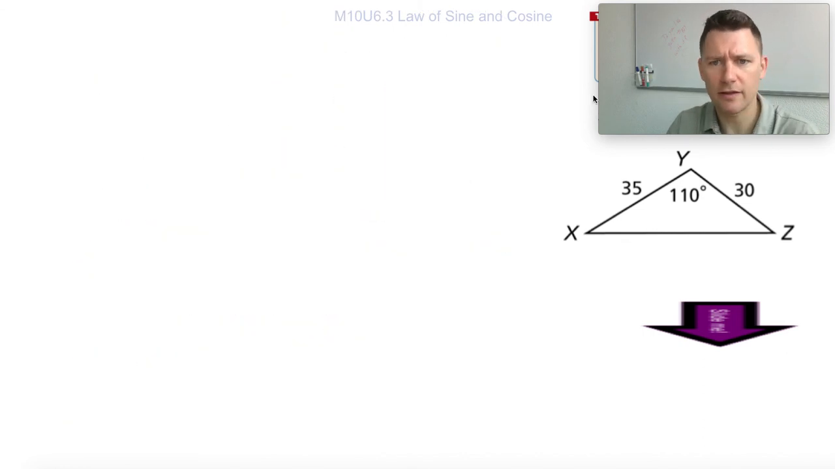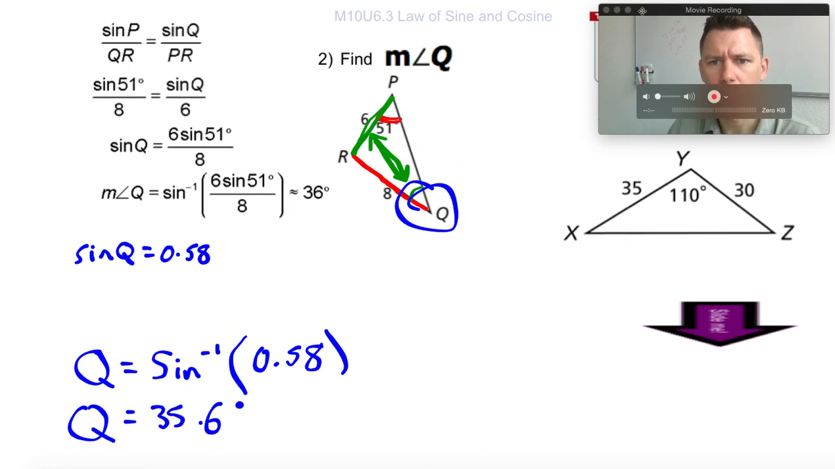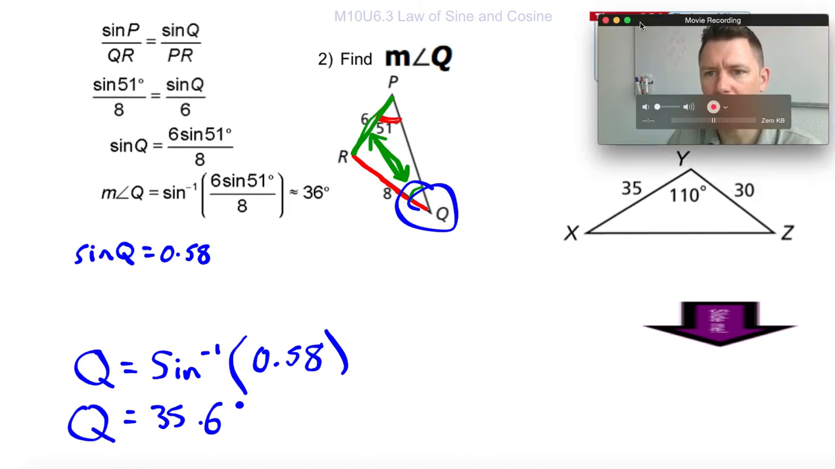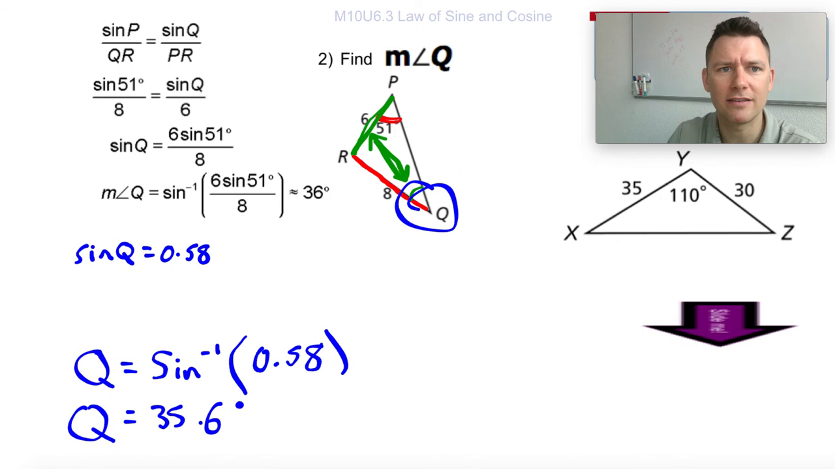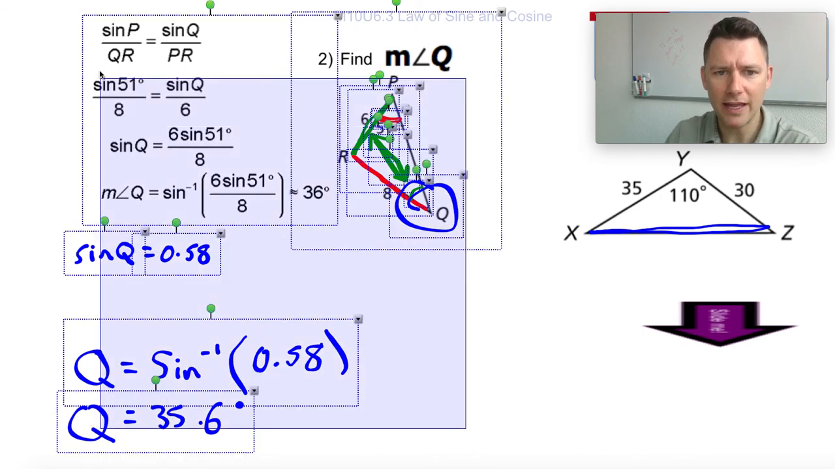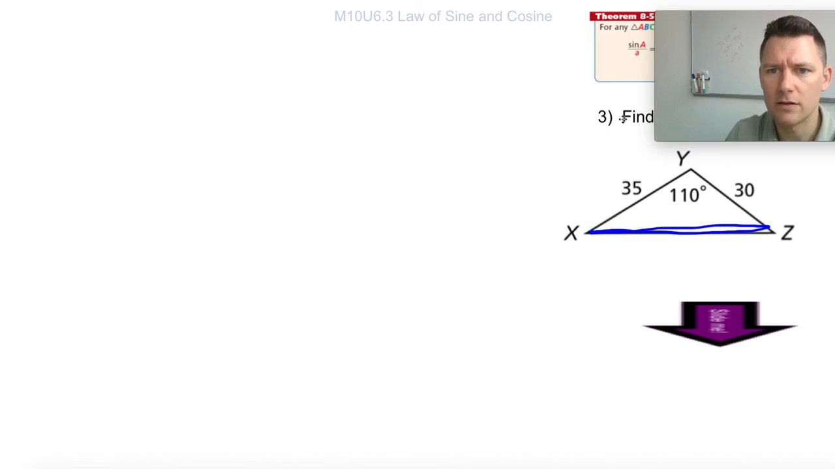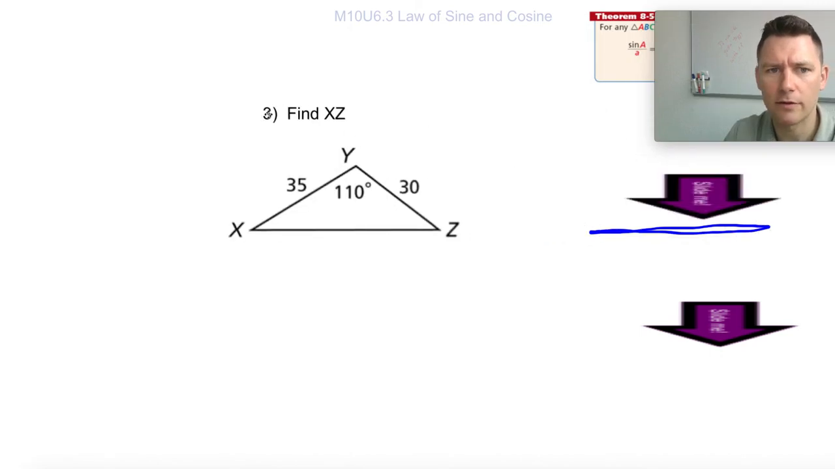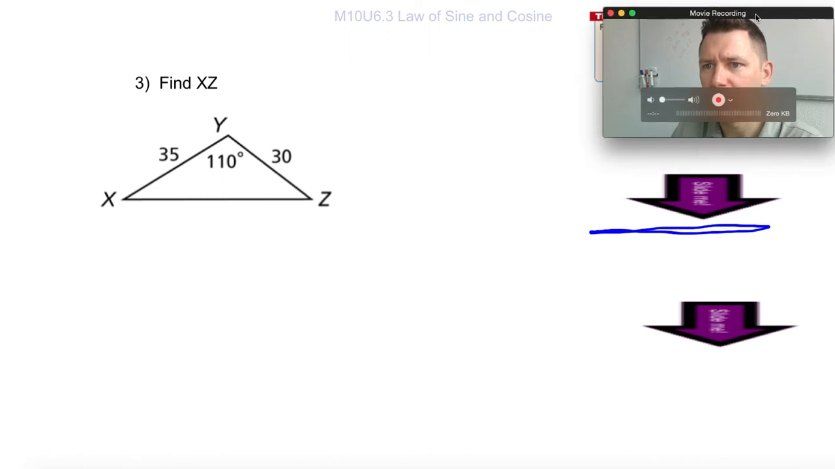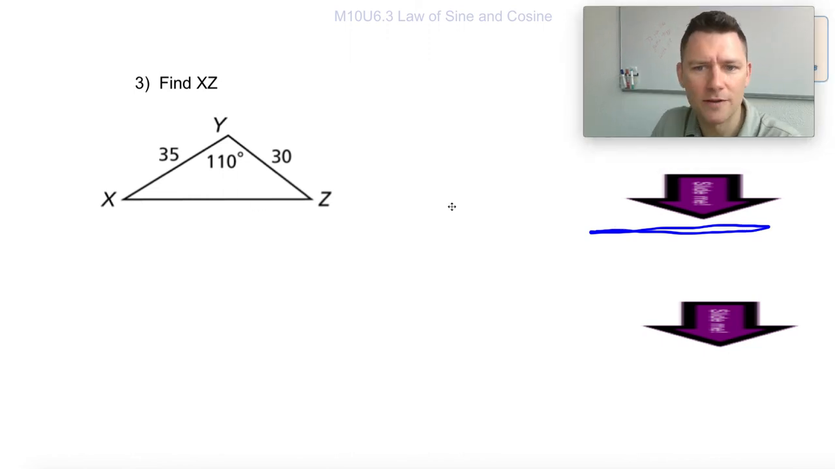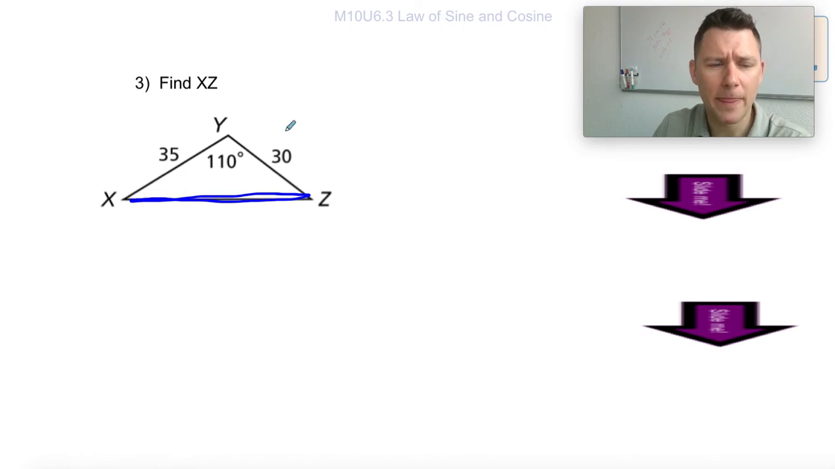What are we trying to find on this one? Move my face. XZ. Oh, we're trying to find XZ. Right? It said find this. Okay, no problem. I can do that. If we're trying to find XZ, I'm just going to set up this proportion again. Here, let me drag that out so we see it. Never knew my face got in the way so much. So we're trying to find XZ, which is this.